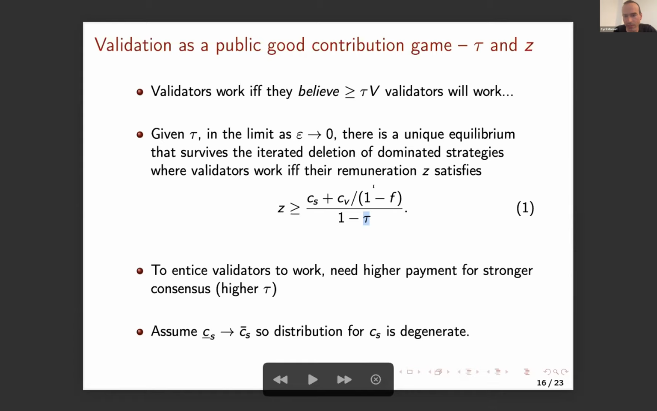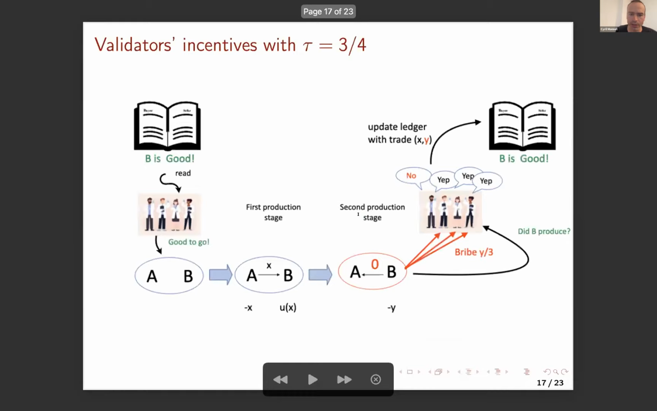So if tau increases, you're going to have to increase the reward to validators by quite a lot. So that's the global game: it gives us the payment, or the reward, that validators get as a function of the supermajority rule. And this is increasing. And then comes the bribe.